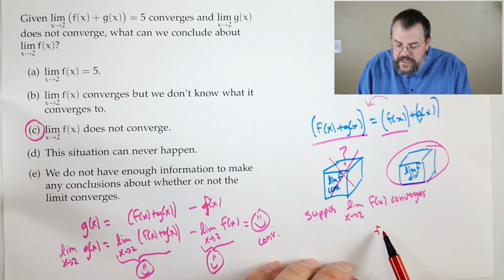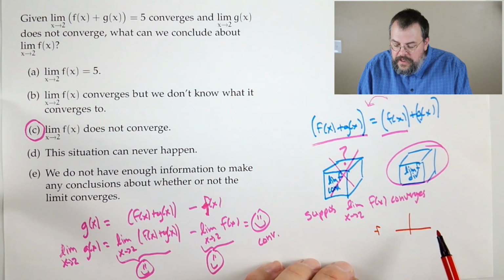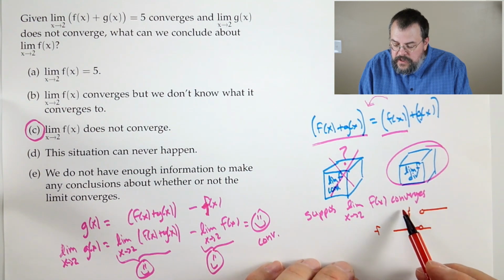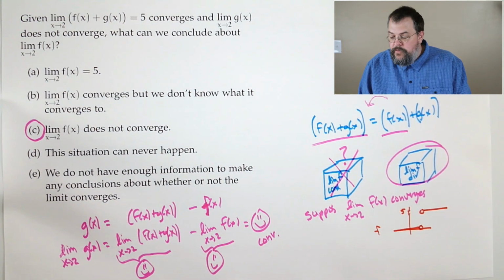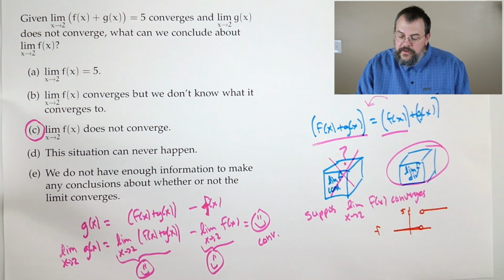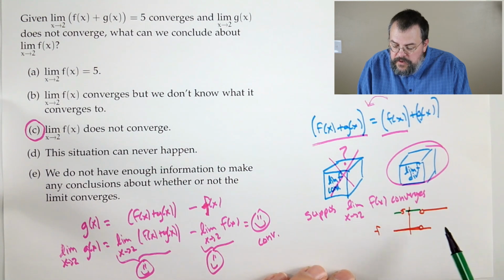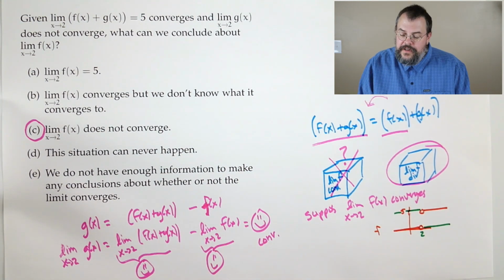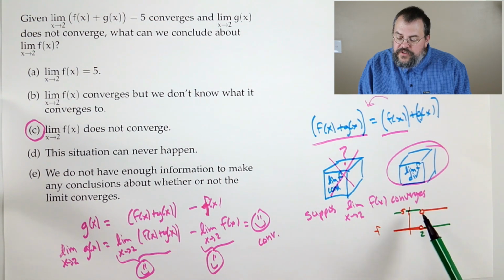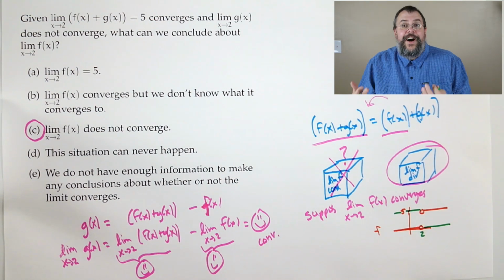So make your function f look like the following. It's 0 before 2, and then it's 5 after 2. Okay? So there's our function f. What's our function g? Our function g is going to do the opposite. It's 5 before 2, and it's 0 after 2. Now what happens? Well, when you add f plus g, you always get 5.